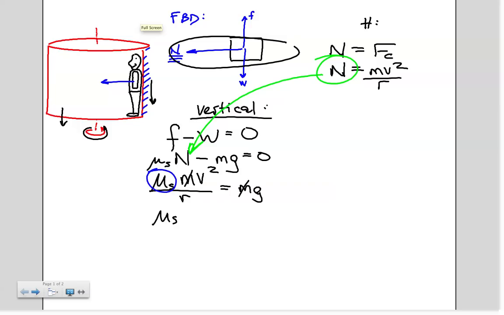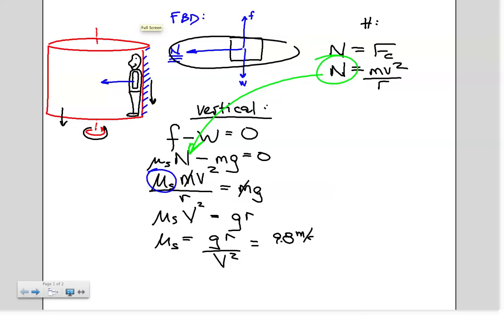I get mu s times v squared is equal to g times r. And my final step to isolate the coefficient of static friction is to divide both sides by v squared. I get mu s is equal to gr divided by v squared. And I'm ready to plug and chug.